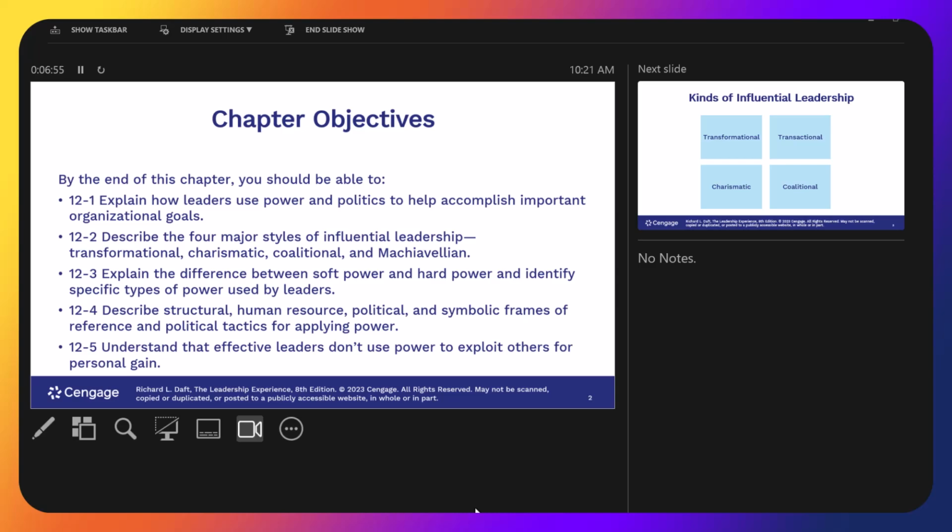Describe the four major styles of influential leadership: transformational, charismatic, coalitional, and Machiavellian. Explain the difference between soft power and hard power. Identify the specific types of power used by leaders.